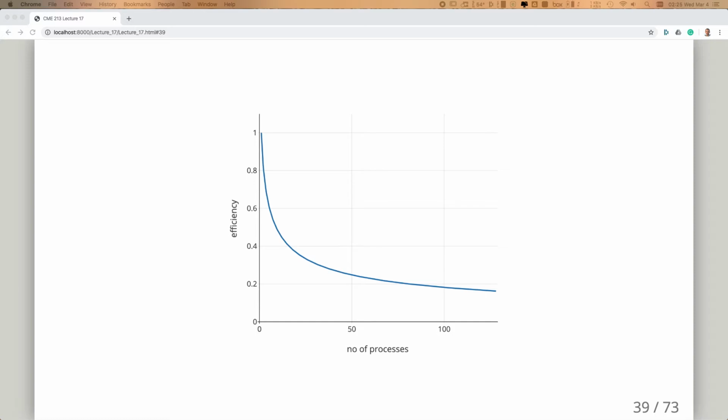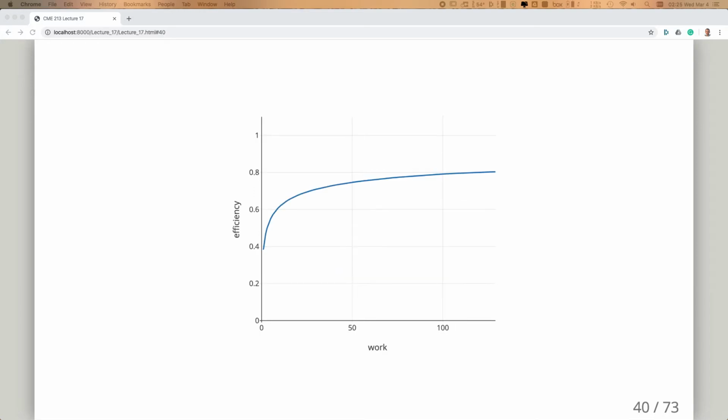Okay. So it has to go down, and hopefully it goes down slowly, but that's the first mental picture. Second mental picture is that if you solve a larger problem, of course it's not always true, but in most algorithms, if you have more work to do, the efficiency will go up. Okay, we've seen this in CUDA and so on.